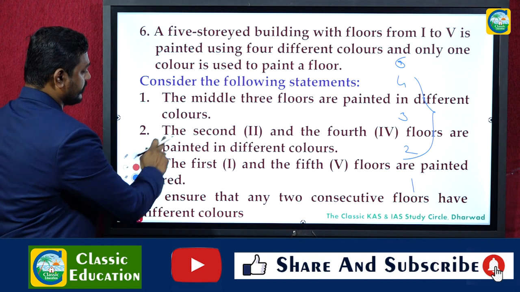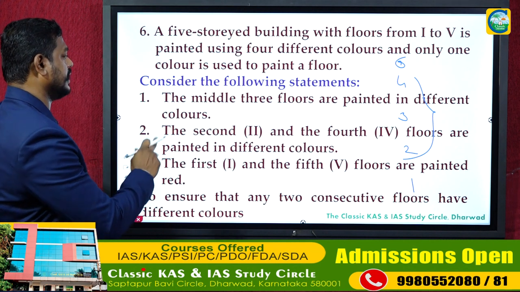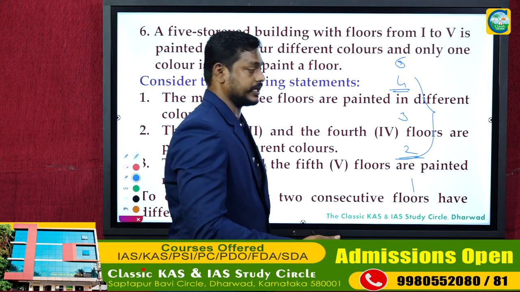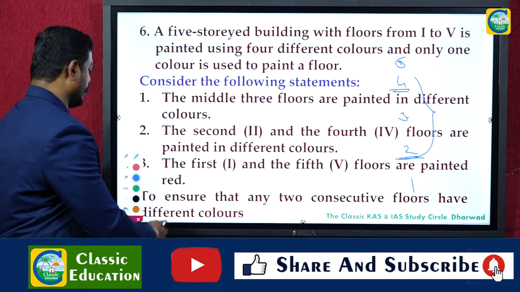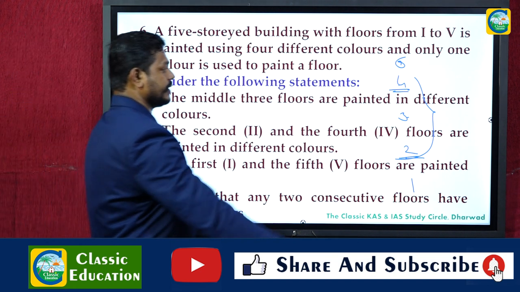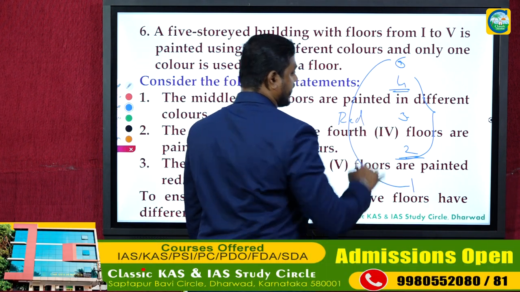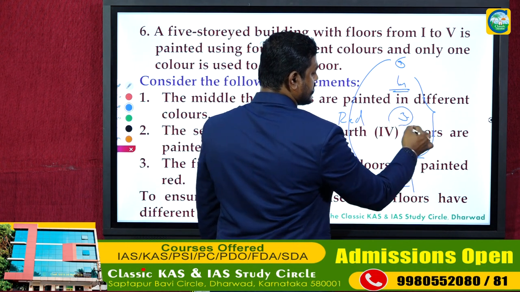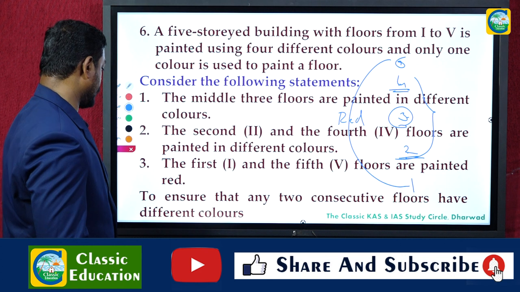Then that is okay. Then the second one is, the second and the fourth floors are painted in different colors. Yes, these are different colors, and this is also a different color. Okay, let me see the last point here, that is the third one. The first and the fifth floors are painted red, means the first floor and the fifth floor are painted the same color, that is a red color, right, friends? So one different color, 2, 3, and this one is a different color. Okay, total 4 colors, to ensure that any 2 consecutive floors have different colors.